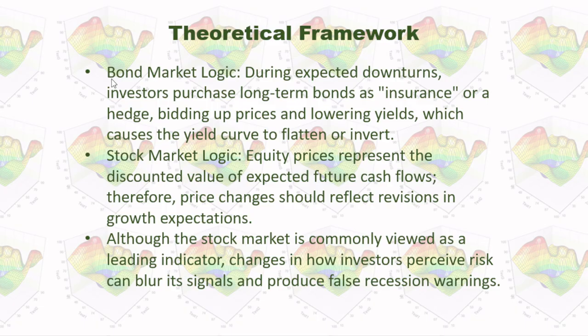In Harvey's paper, he said, during expected downturns, investors purchase long-term bonds as insurance or a hedge, bidding up prices and lowering yields, which causes the yield curve to flatten or invert. I think a lot of people know this phenomenon. Before several economic crises in the US, a lot of investors noticed the yield curve inverted.